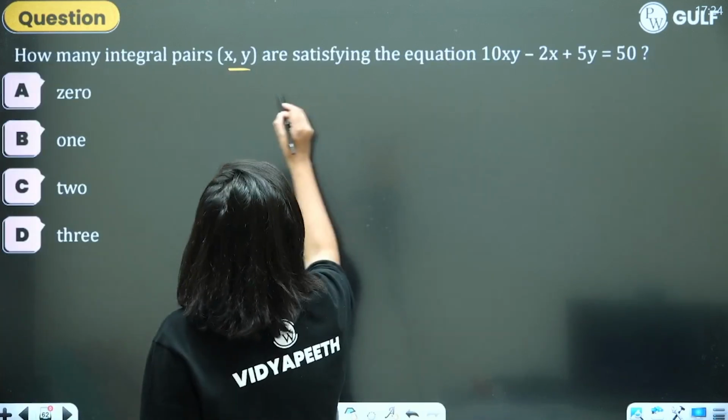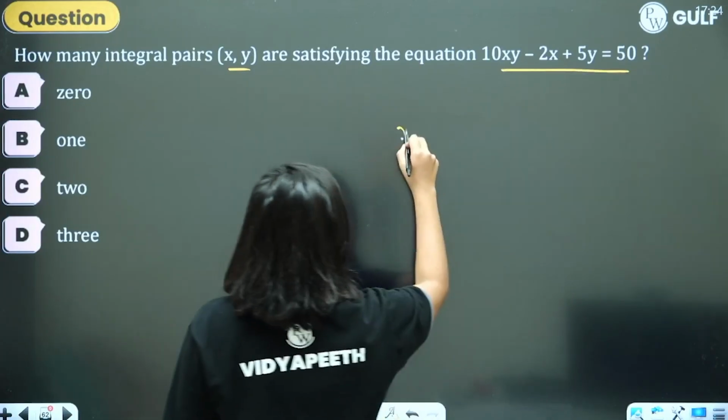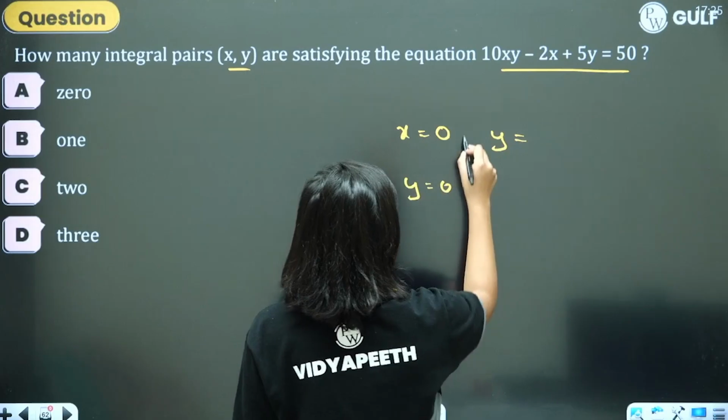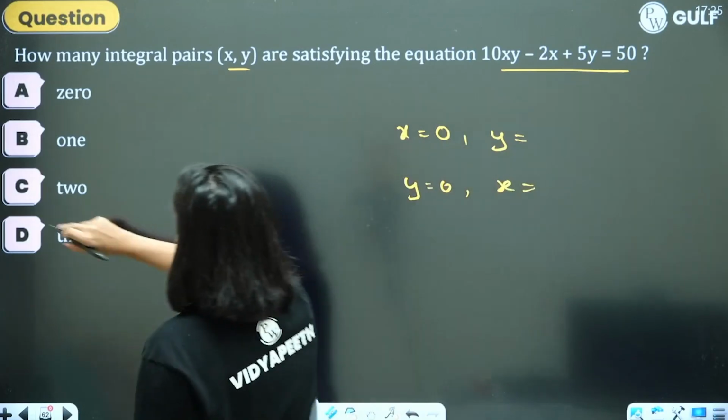How many integral pairs satisfy this equation? You can just put x as 0, you will get some value of y, put y as 0, you will get a value of x. No other possibility, so 2 is the answer.